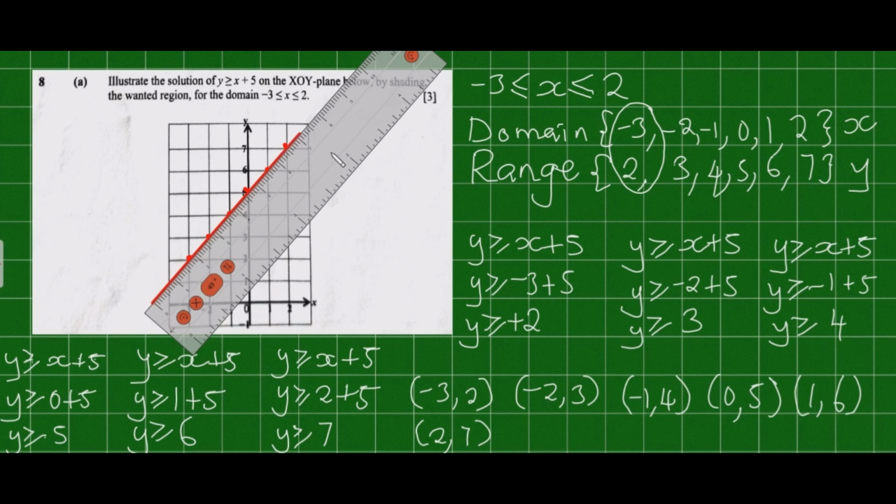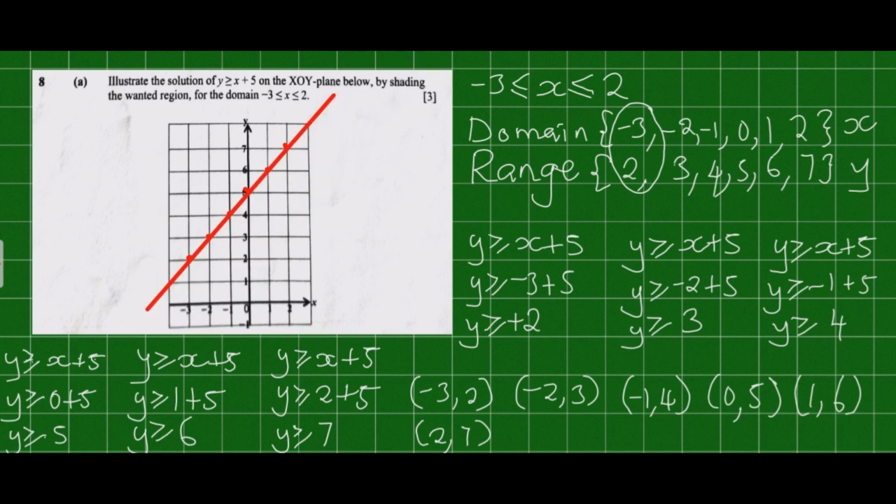Our answering of this question will end when we shade. Now once we have drawn the line, let's go back to the question so that we know the exact area we want to shade. The question is: illustrate the solution of y is greater than or equal to x plus 5 on the x-y plane below by shading the wanted region for the domain -3 is less than or equal to x, which is less than or equal to 2.